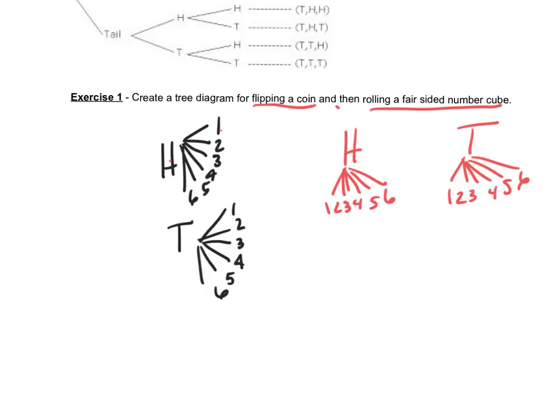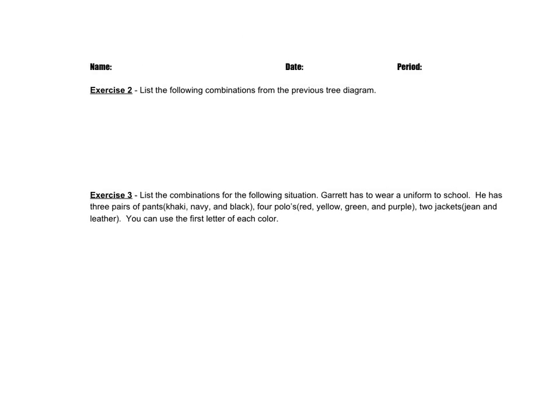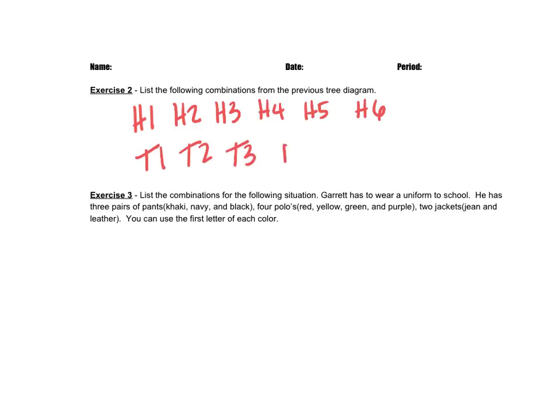If you look at the next page, it says list the following combinations from the previous one. So we had heads and then 1, heads 2, heads 3, heads 4, heads 5, heads 6. And then we had what? Tails 1, tails 2, tails 3, tails 4, tails 5, and tails 6. Those are all the possible outcomes that we could have, because we have heads or tails on the coin, and then 1 through 6 on the number cube. Okay? Pretty simple, right? Not too bad.